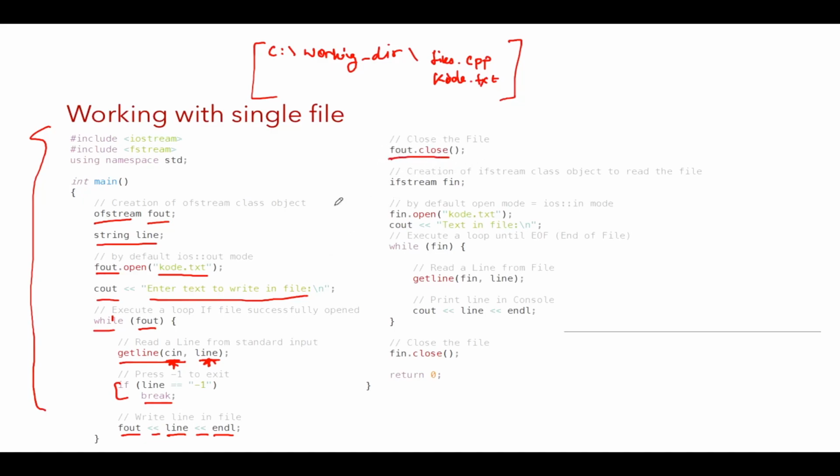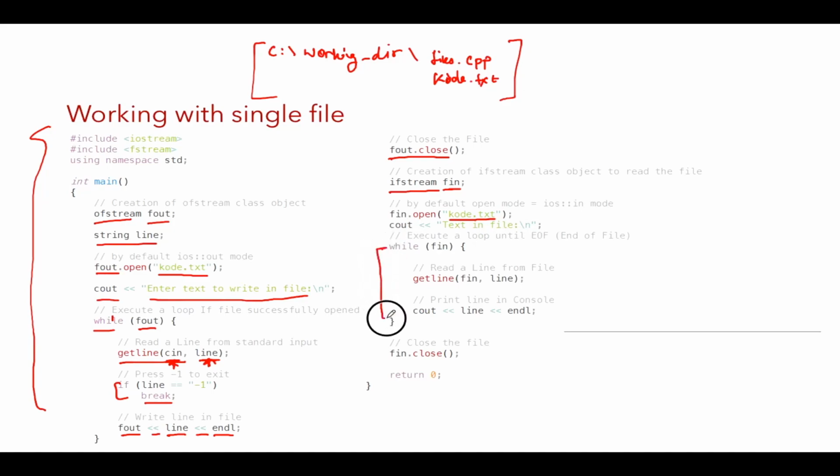And we have written the code into our file, and now we are going to read from that file. So I'm using ifstream, input file stream, and creating an object fin here. So again I'm writing fin open, I'm going to open the same file, and then I'm writing text in the file, so this will be printed on the output screen.